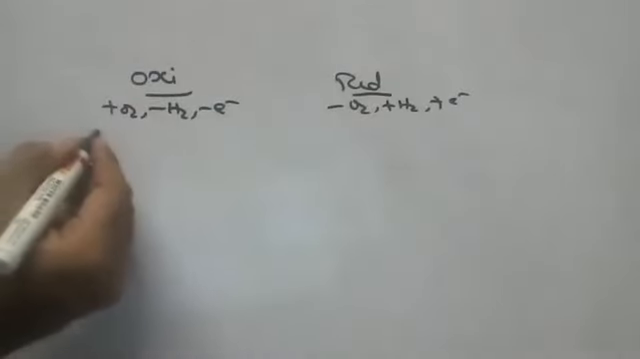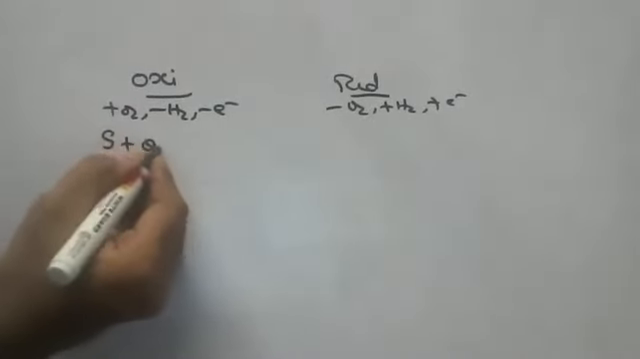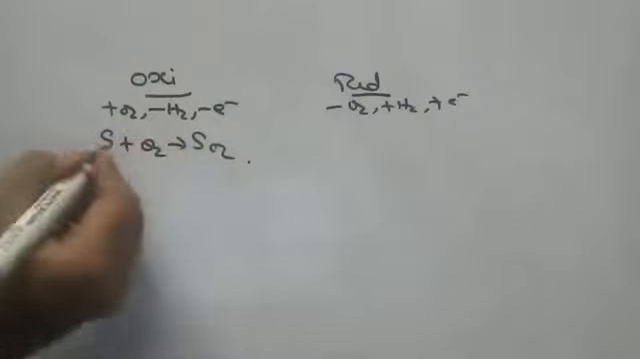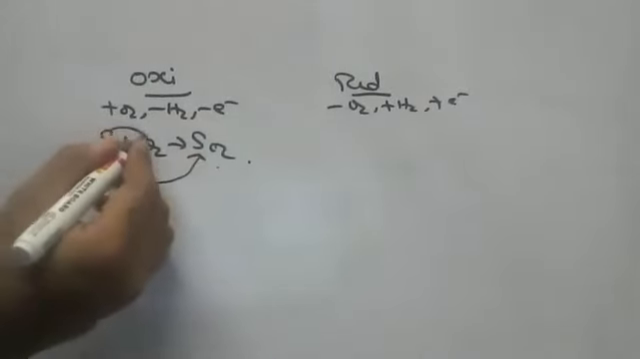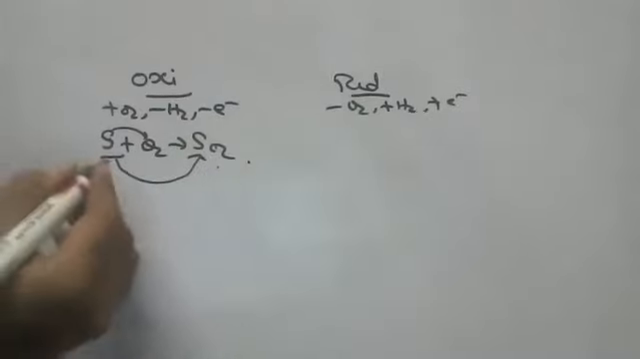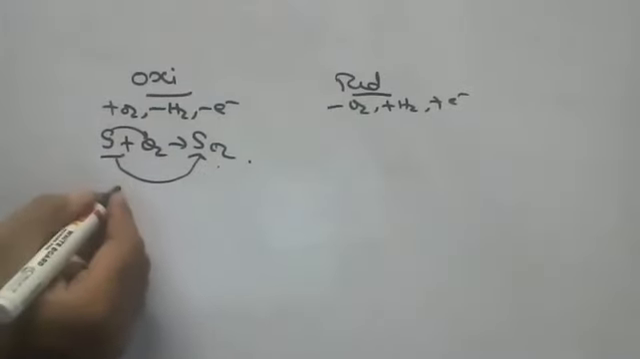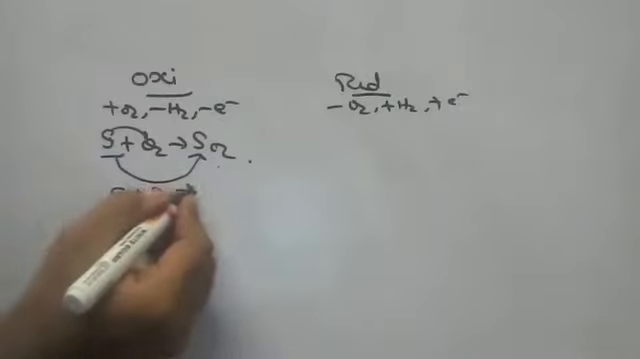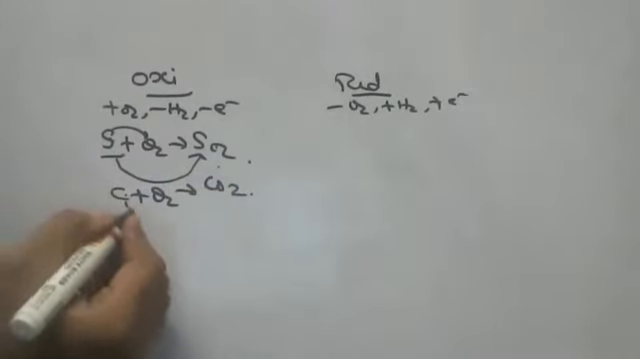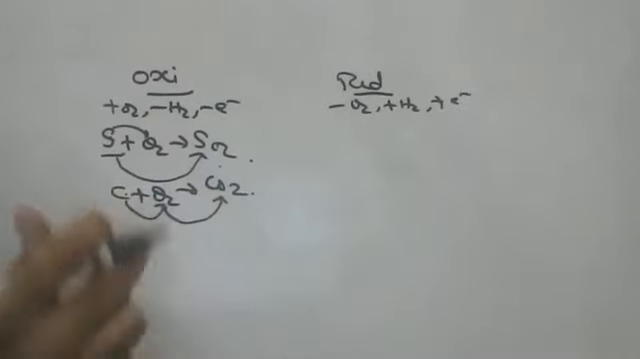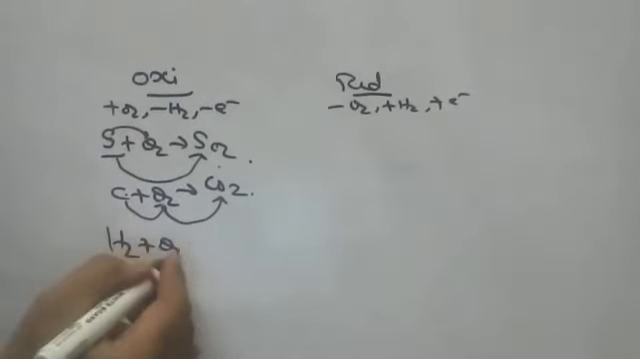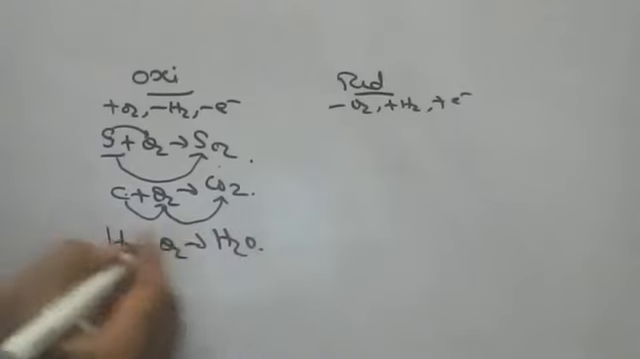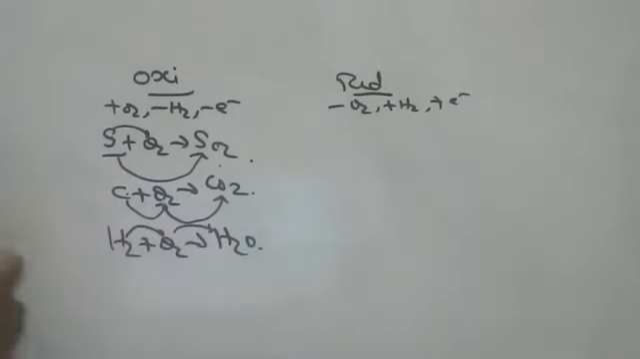Like some small examples. S plus O2 gives SO2: sulfur is oxidized to sulfur dioxide. Now, C plus O2 gives CO2: carbon is oxidized to carbon dioxide, addition of oxygen. H2 plus O2 gives H2O: hydrogen is oxidized.